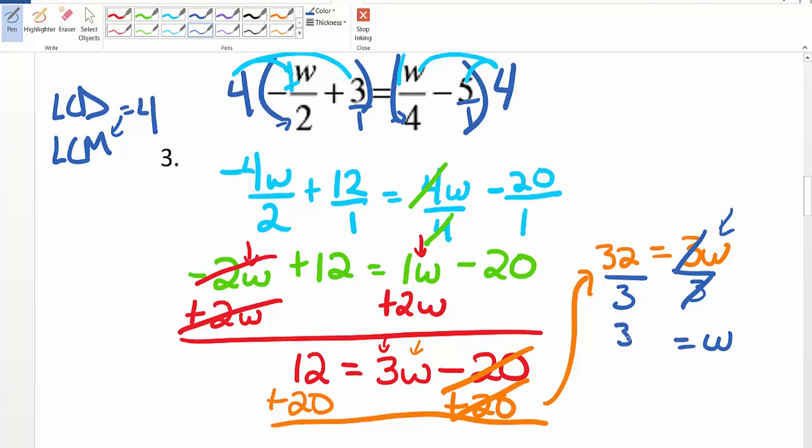32 over 3. Now, there are some teachers who want you to make that into a proper fraction. Not me. There's way more math that you can do, in my opinion, with this improper fraction. So you are good right there. All right? 32 over 3 would be our final solution. Again, that is example 3 from our 0.3 set of notes.